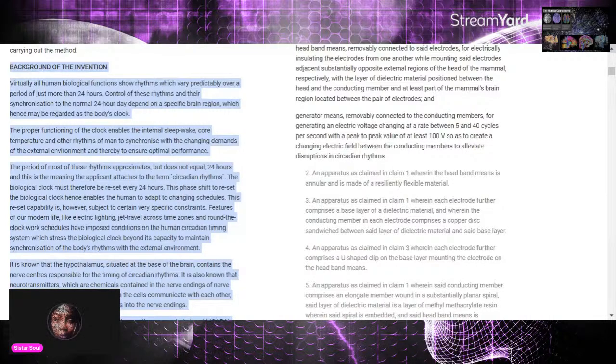Who said that I wanted to be synchronized? Okay, let's go. The period of most of these rhythms approximates, but does not equal 24 hours, and this is the meaning the applicant attaches to them, right?